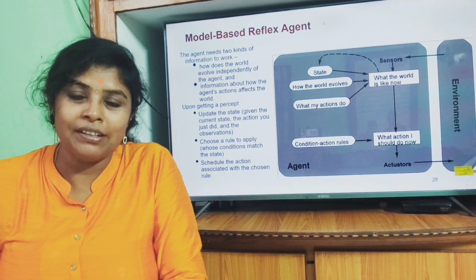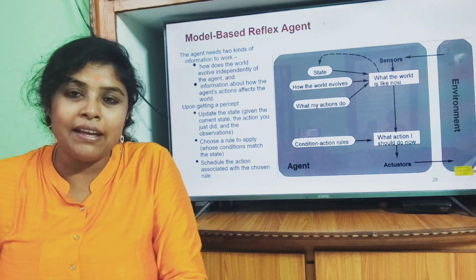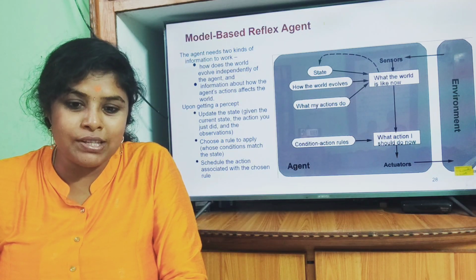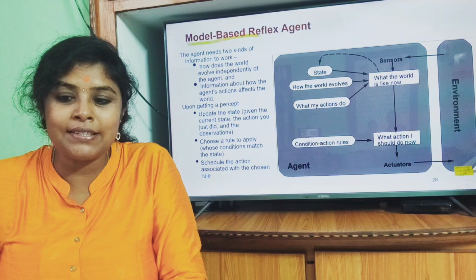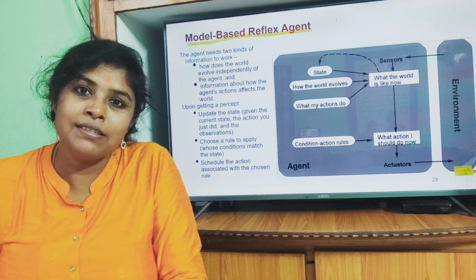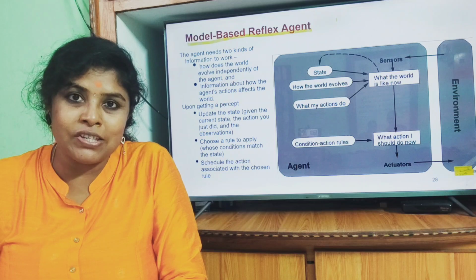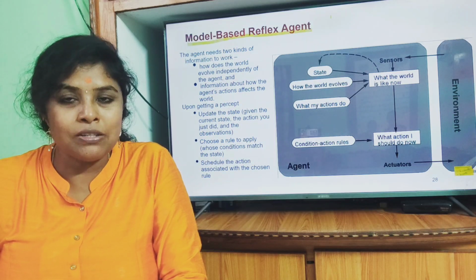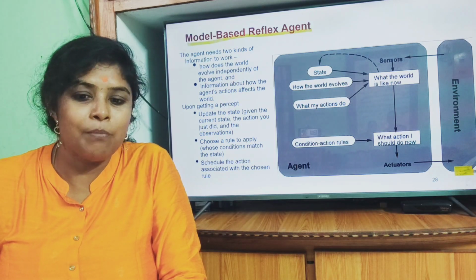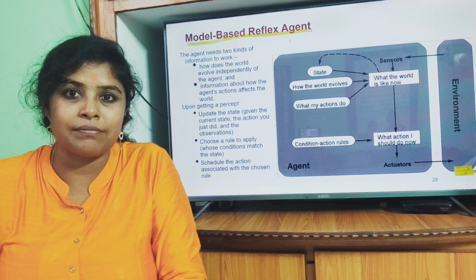In today's lecture, let us see about another type of AI agent, which is the Model-Based Reflex Agent. In the previous video, I shared about the simple reflex agent with an example. In today's video, let us see about the Model-Based Reflex Agent.